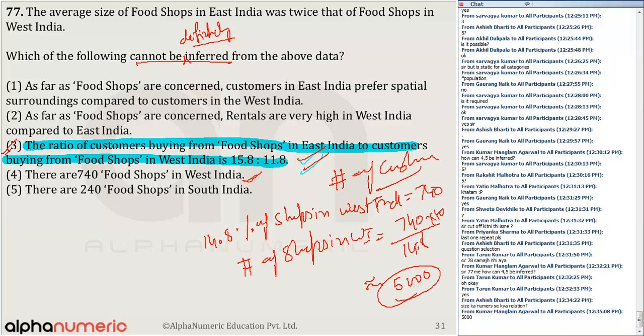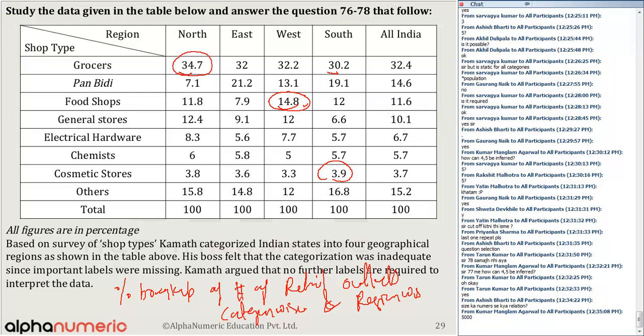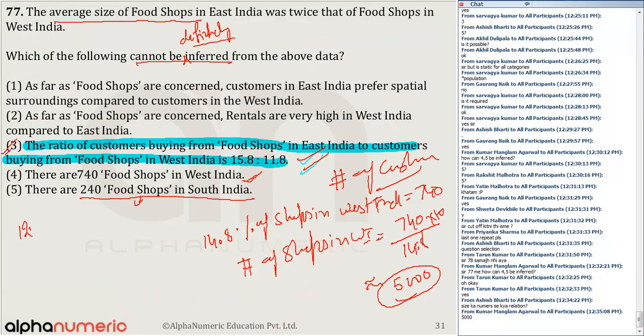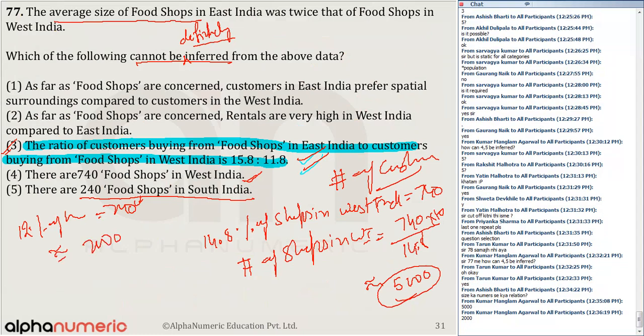When you are saying average size of food shop, basically it is talking about the number. And if I say there are 240 food shops in South India, so food shops in South India is basically, if you check it out here, approximately 12%. So if 12% of the food shops in South India is equal to 240, then the total number of food shops in South India comes out to be 2000. Yes, that's right. That will be approximately 2000.